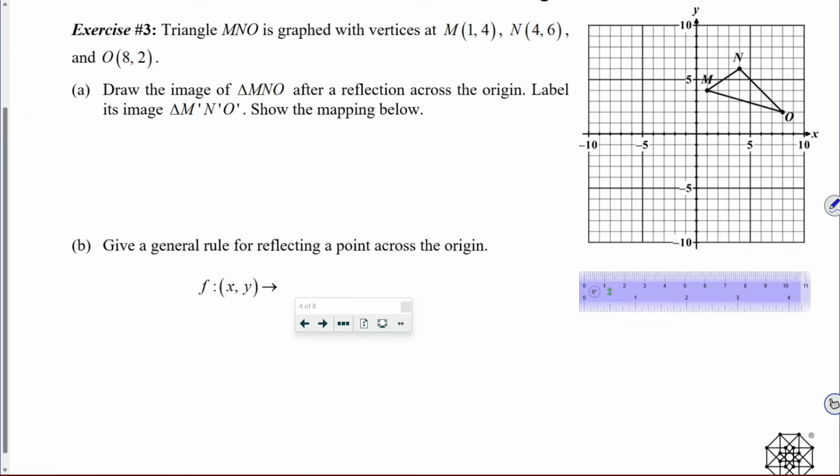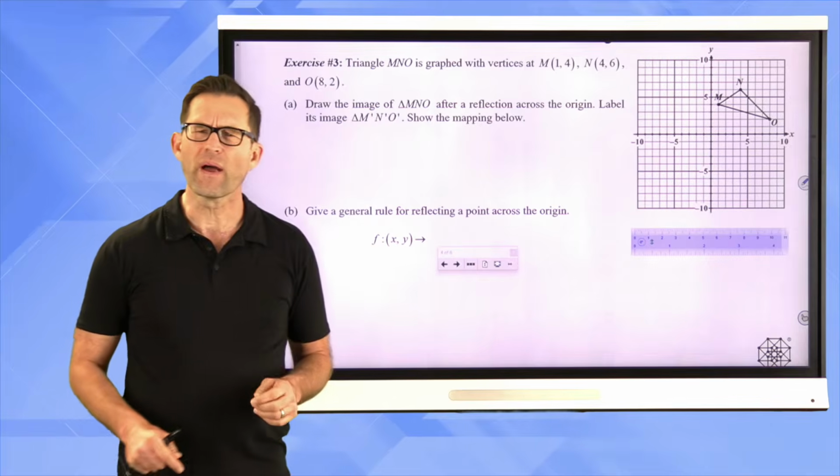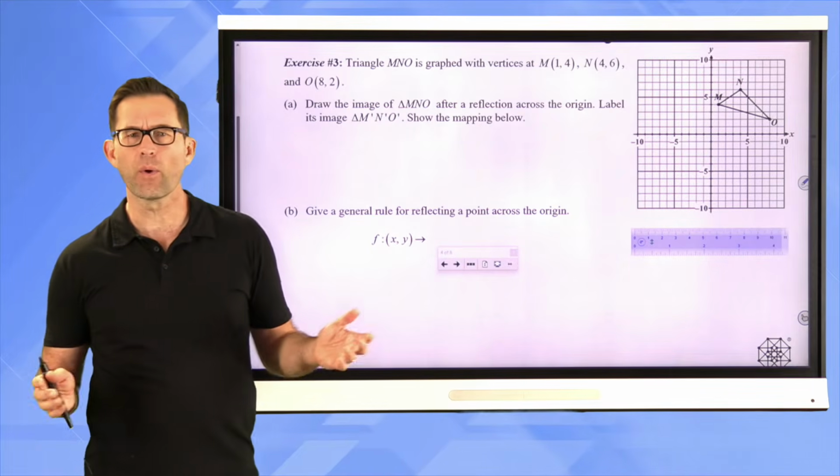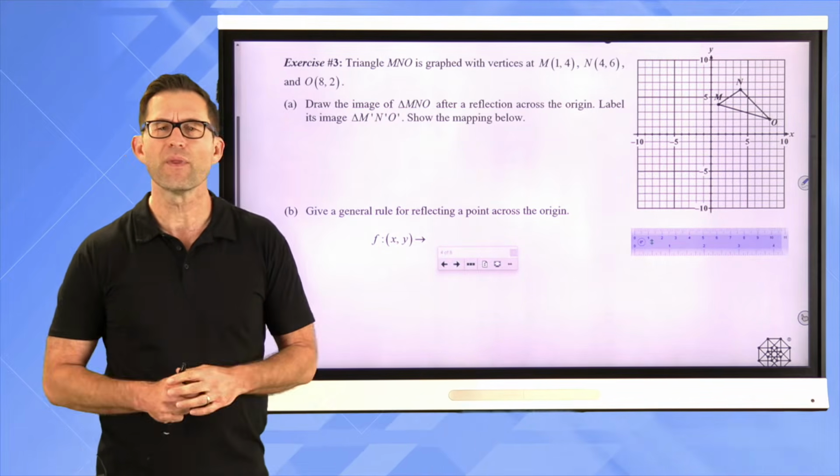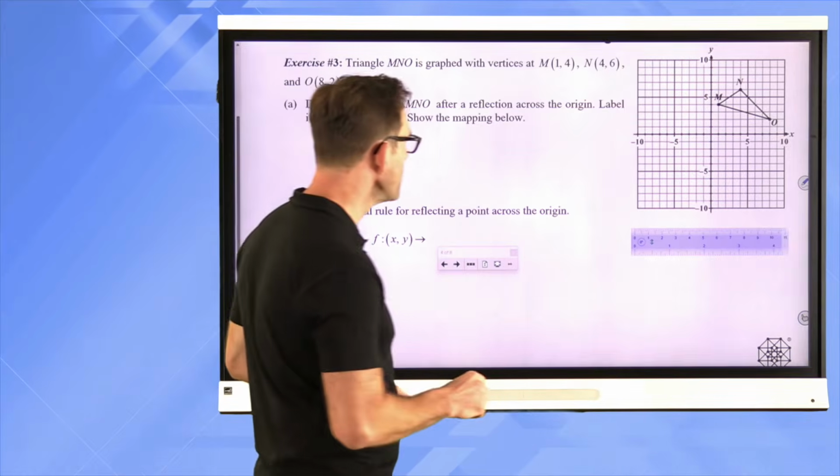Triangle MNO with vertices at M (1, 4), N (4, 6), and O (8, 2) is graphed. Yeah, I rearranged that sentence a little bit. That's okay. Letter A. Draw the image of triangle MNO after a reflection across the origin. Label its image M prime, N prime, O prime. Show the mapping below. All right, well, how are we supposed to figure out where each one of these points goes? Well, let's play around with this just a little bit for a moment.